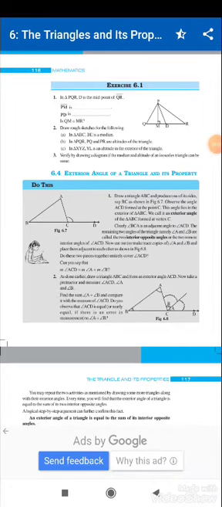Hello students, today we are going to discuss the exterior angle of a triangle and its property, and after that we will start exercise 6.2. We understand this property with the help of an activity.